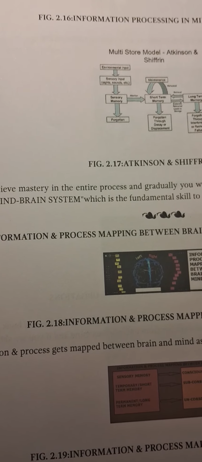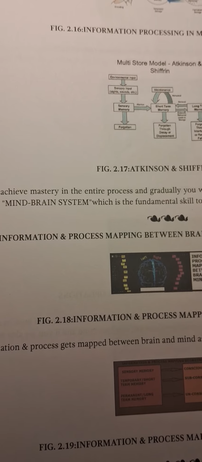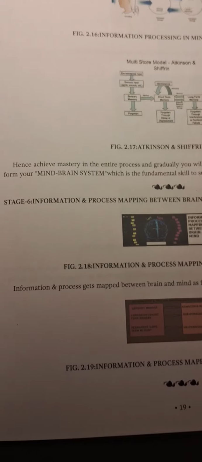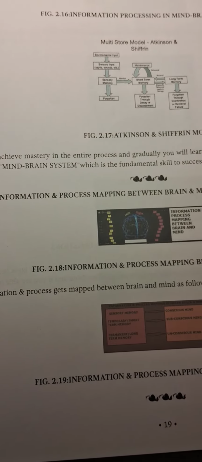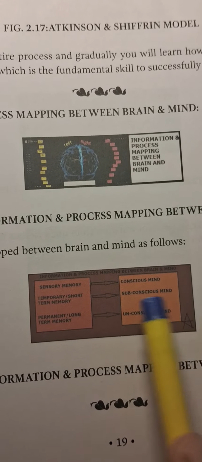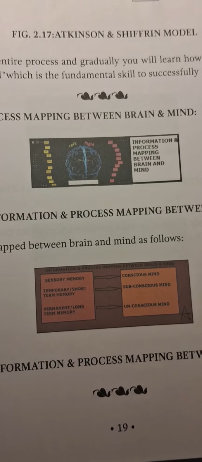Must be able to retrieve that. There is somewhere inside you the pattern is stored, and you are using that pattern to come to the conclusion. Now there is information processing between brain and the mind, and there is a mapping between the sensory memory maps with the conscious mind, temporary memory conscious mapped with the subconscious mind, and permanent or long memory maps with the unconscious mind.